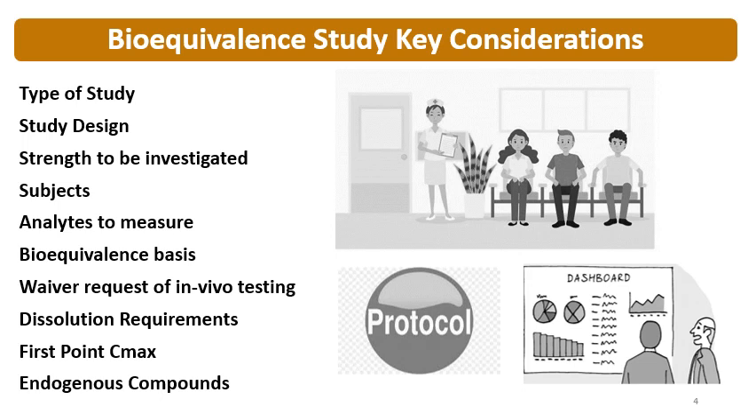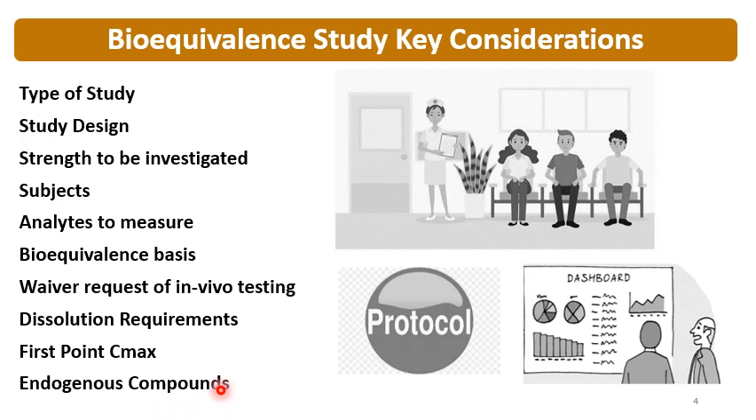So that protocol will give you a clear understanding and the written steps for performing the bioequivalence study. Now see here, we will see the key considerations for bioequivalence study. These are as below: type of study, study design, strength to be investigated, subjects, analytes to be measured, bioequivalence basis, waiver request of in vivo testing, dissolution requirements, first point Cmax, endogenous compounds.